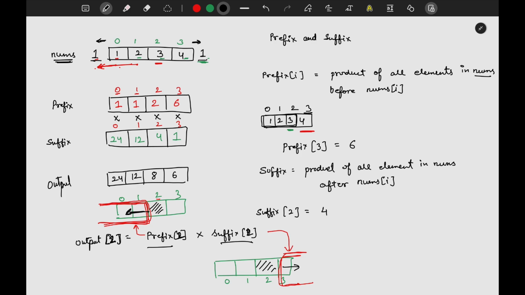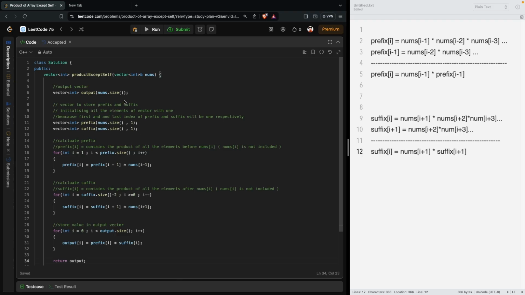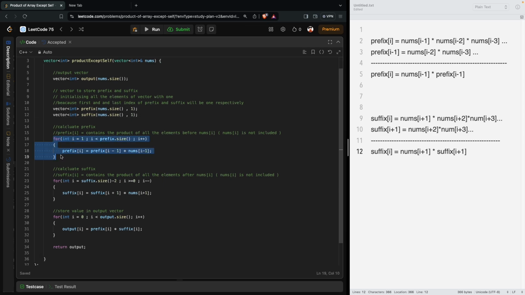Okay, so this is how we solve it. Let's code this solution. Here we are declaring our output vector, and here we are declaring prefix and suffix, and initializing both with 1. Why? Because we know that the first and the last element of prefix and suffix will be 1. Here we are running a loop from index number 1 till the end of the prefix and calculating the value of each index, right?